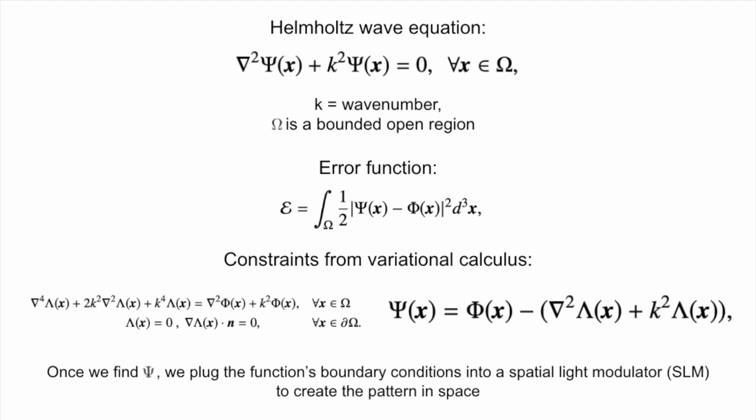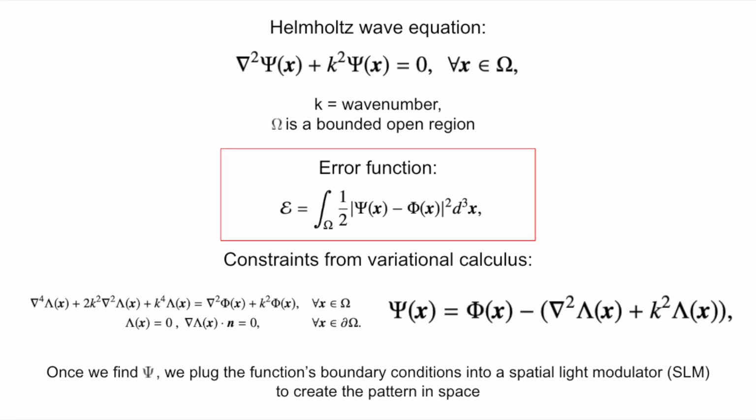We can define a scalar function in space to be what we want the light waves to look like and call it phi. Now we can define another function, psi, to be any scalar function that obeys the wave equation. We do not know yet what psi actually is, but it represents a physically possible light pattern in our space. To find psi, we need to use some variational calculus using an adjoint function lambda, which we define to equal 0 on the boundary of the field.